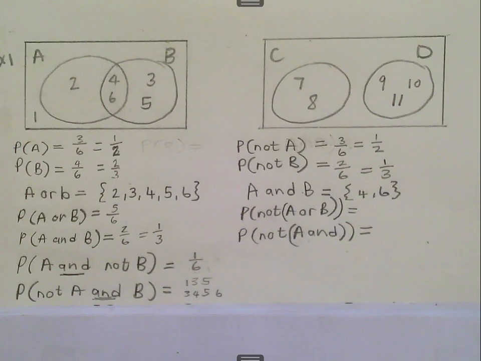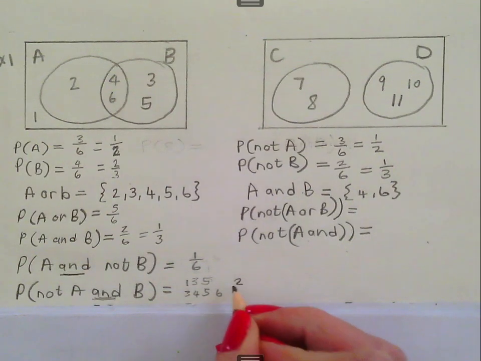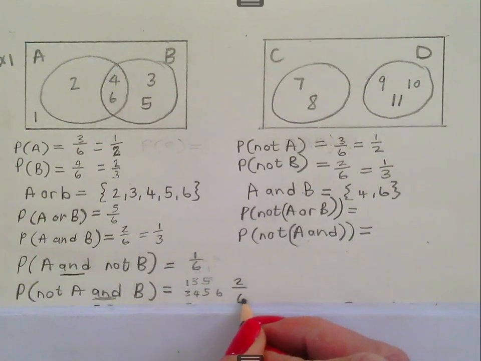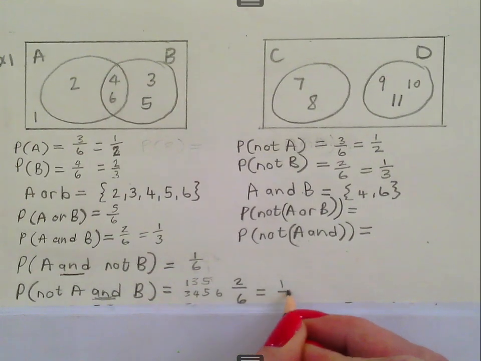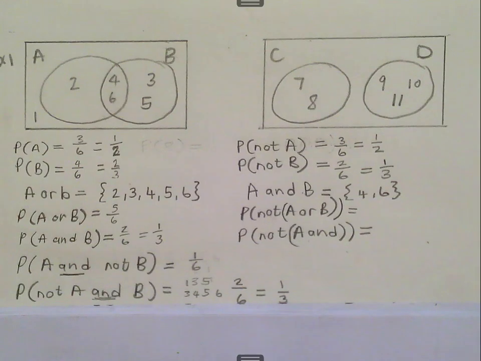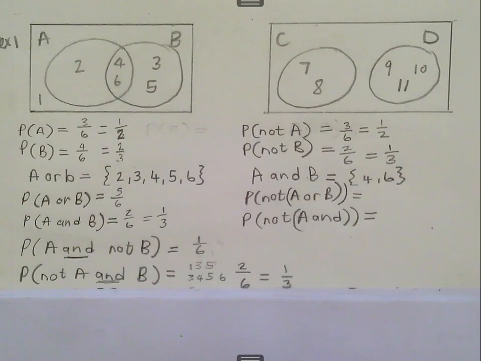Okay, do you agree with that? Because they're asking for and, it must be here and there. Which numbers are here and there? It's 3 and 5. So what's the probability of getting one of them? 2 over 6. Always written as a fraction, which can be simplified to 1 over 3.